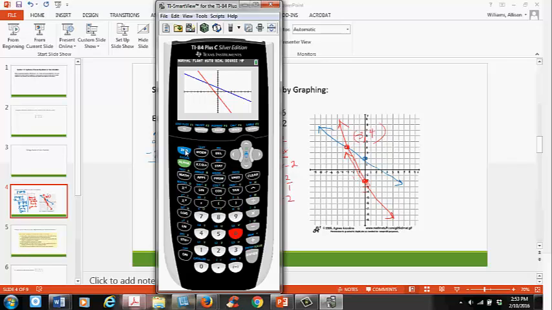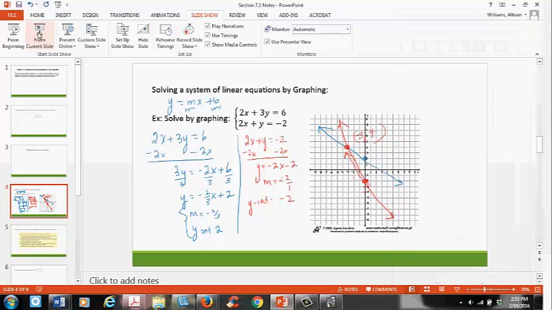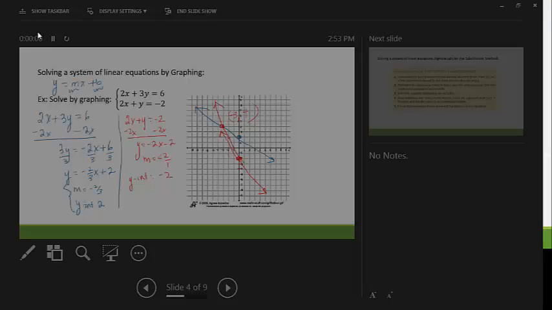We can calculate that intersection. We talked about this in class. You can go to second, calculate, which is this button right here. You can go to intersection, which is number 5. They ask if this is your first curve, if this is your second curve. You get a chance to guess if you want. And then you can find your point of intersection, which is negative 3, 4, which is the point of intersection that we found. So the solution to this system of equations is indeed negative 3, 4.